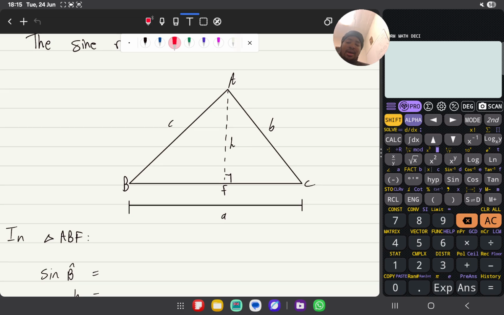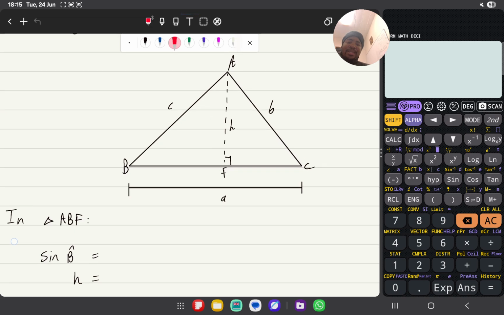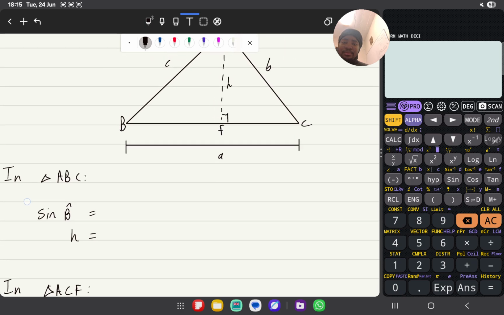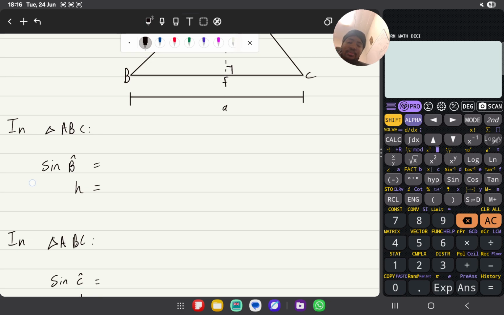It actually doesn't really matter. Triangle ABC is still fine, it still makes sense.